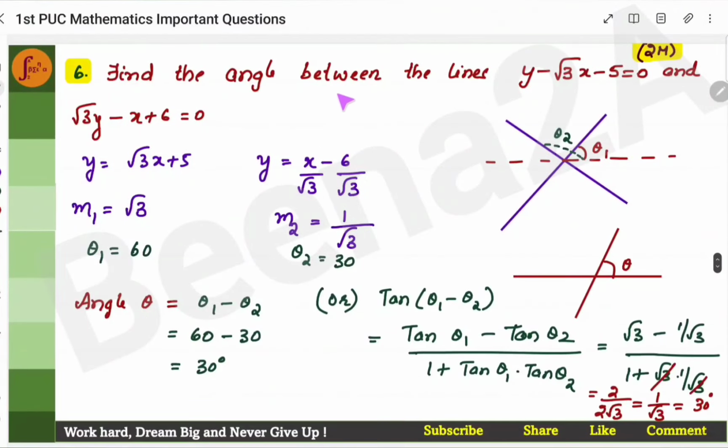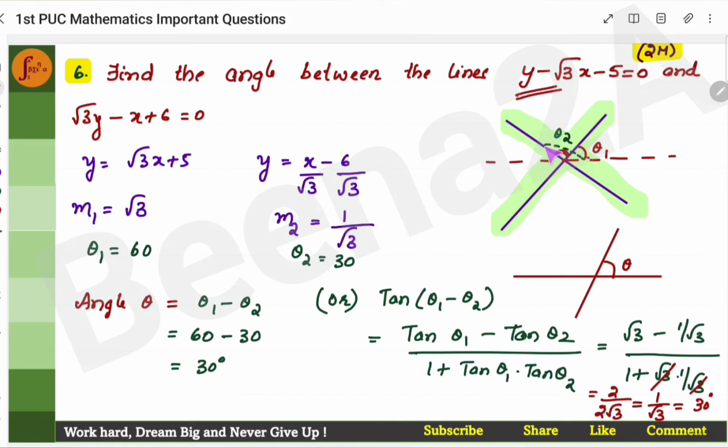Now this is another one. Find the angle between the lines. You have to find the angle between 2 lines. Now we assume that this is one line, this is one line, right? You have to find the angle here, theta. Say for example, theta between this line and this line. Now if you notice, find this angle, right? This angle. You can take this entire angle and subtract with this.